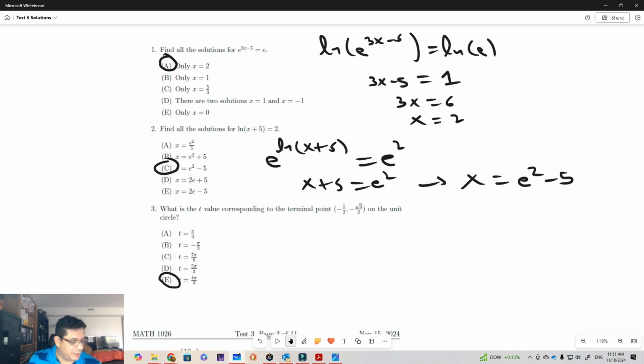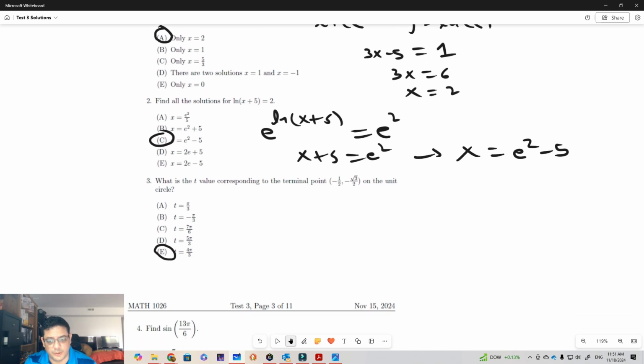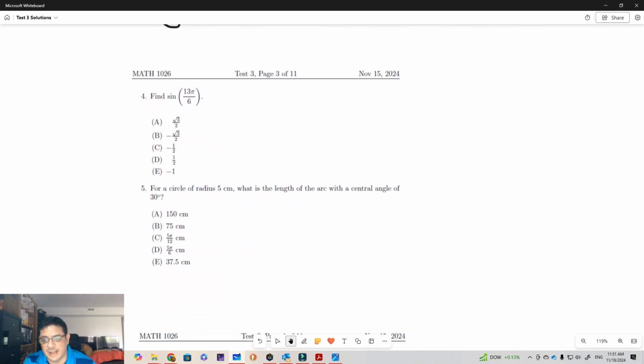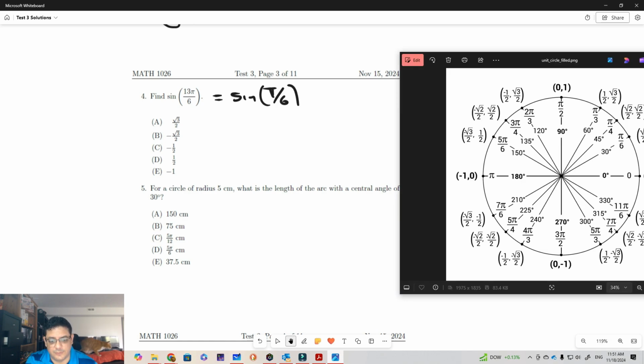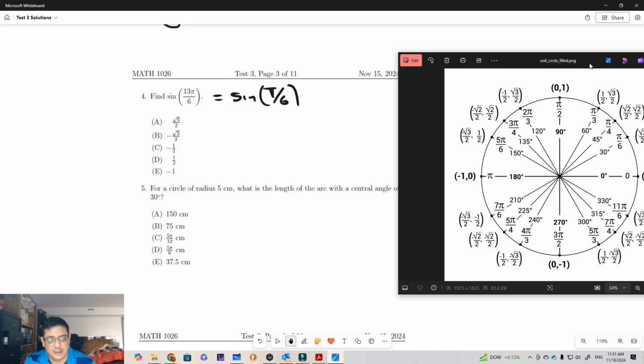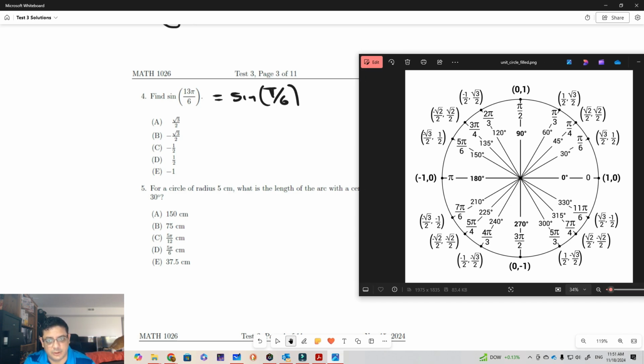Okay, now moving on, question number 4. Question number 4 asks me: what is sine of 13 pi over 6? Notice that this is 1 pi over 6 more than 12 pi over 6, which is 2 pi. So this means that this can be done with a coterminal angle. This is equivalent to sine of pi over 6. Once again, if you want to, you can just use the unit circle, and we're going to find that the sine is 1/2. So that is answer D.